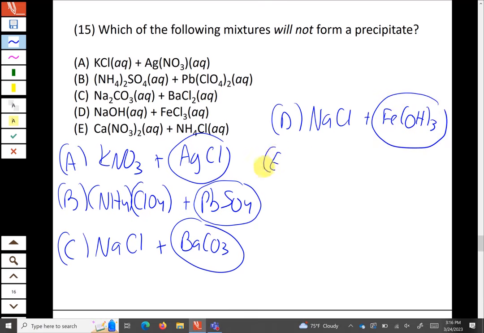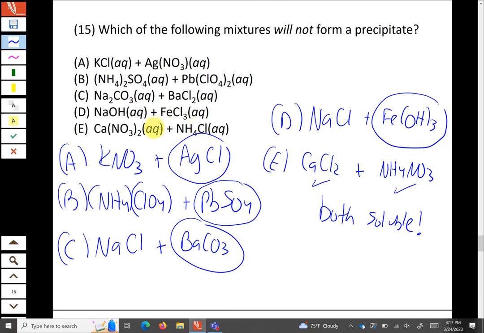So hopefully choice E doesn't have a precipitate, otherwise this problem has an issue. When we do this one, we have calcium nitrate and ammonium chloride. Calcium is going to pair with chloride for one of the products to make CaCl2, and then ammonium is going to pair with nitrate. Most chlorides are soluble, with silver and lead being the two major exceptions. So this one would be soluble, and all ammonium compounds and all nitrate compounds are soluble, so both of these would be soluble. So in choice E, both of the potential products are soluble, so when you mix those solutions together, no precipitate is going to form.